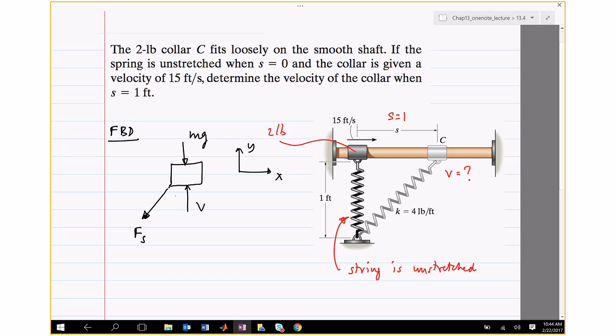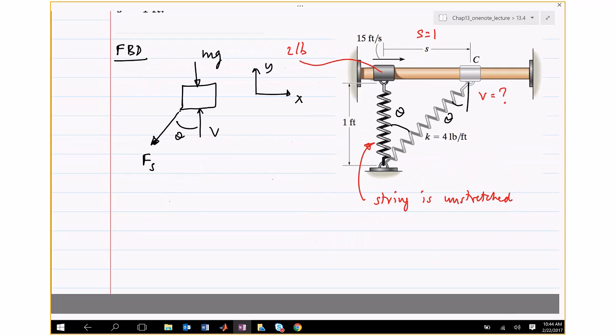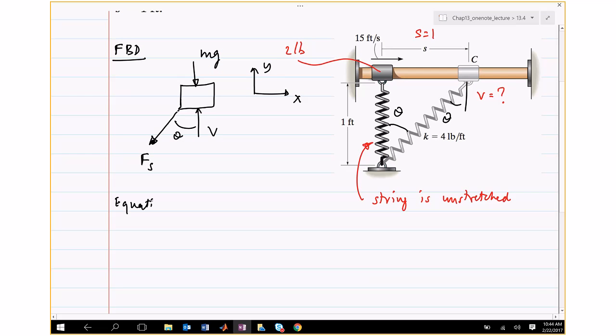Okay, I am going to call this theta. This is theta, this is theta. Okay, I'm only interested in the motion in the x direction. So I don't care about writing the equations of motion in the y direction. I'm not told to find the normal force. So equation of motion. You could write the other equation, but it won't really help you in this particular problem unless you're asked to find the force v.